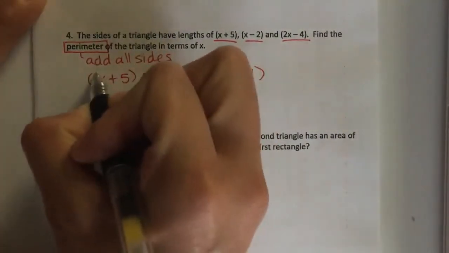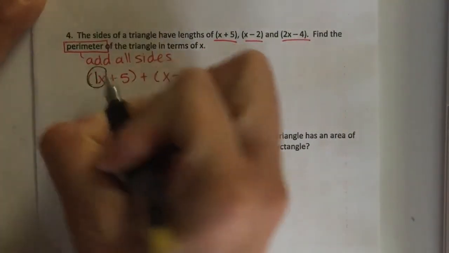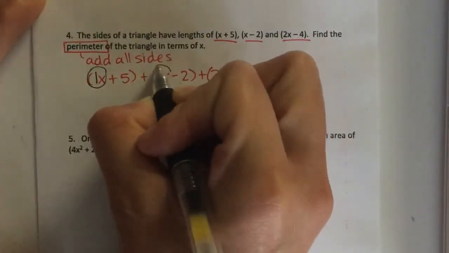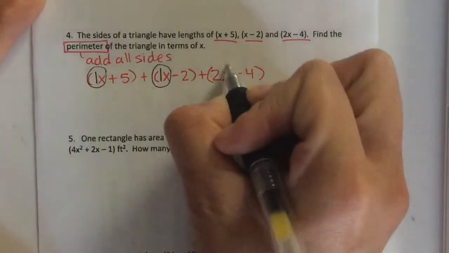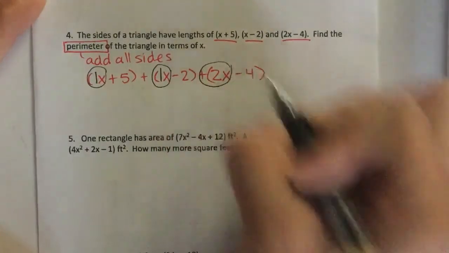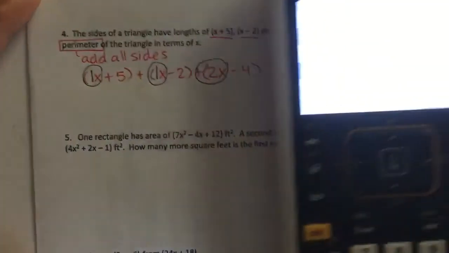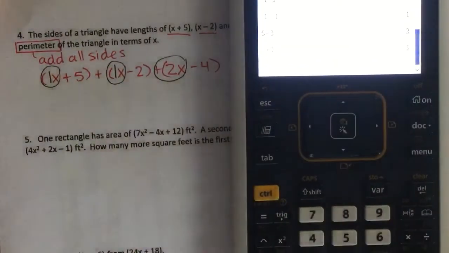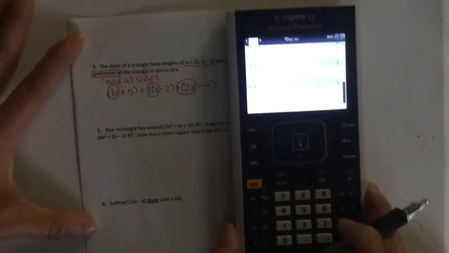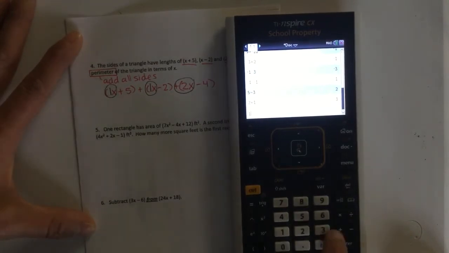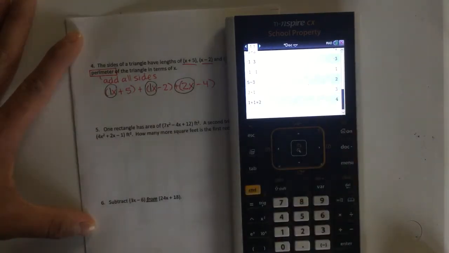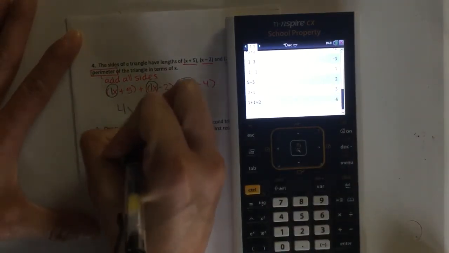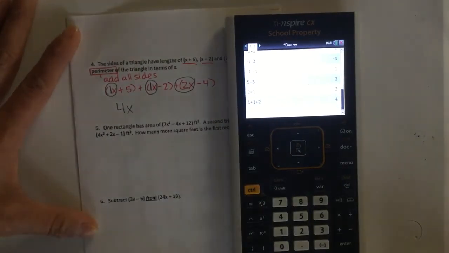So I'm taking a 1x, and I'm combining it with the 1x, and I'm combining it with the plus 2x. So I combine all my x's. In my calculator, 1 plus 1 plus 2. You combine them and you get 4x. So 4x. Now you combine your constants.